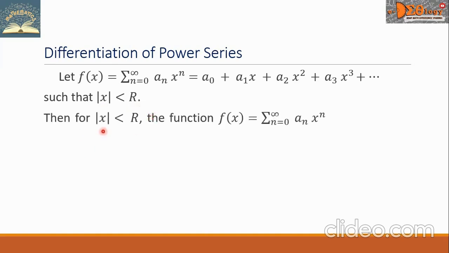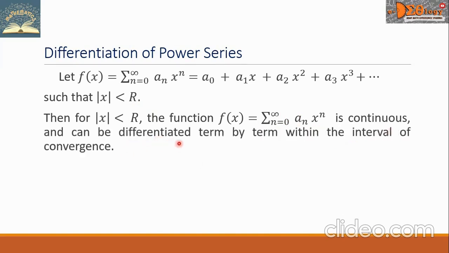Then, for absolute value of x is less than R, the function f of x equals the summation from n equals 0 up to infinity of a sub n times x raised to n is continuous and can be differentiated term by term within the interval of convergence. The derivative of power series, this is the notation f prime of x.